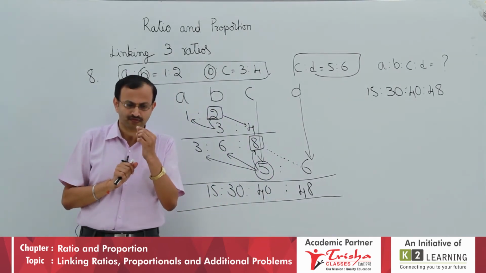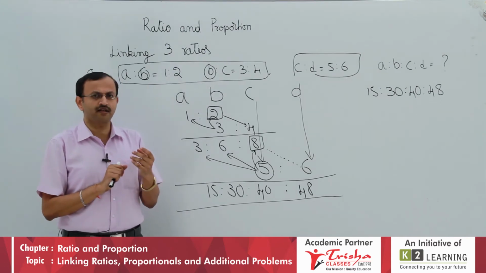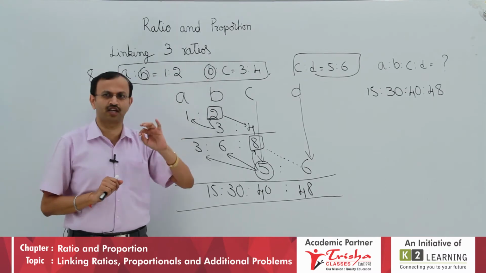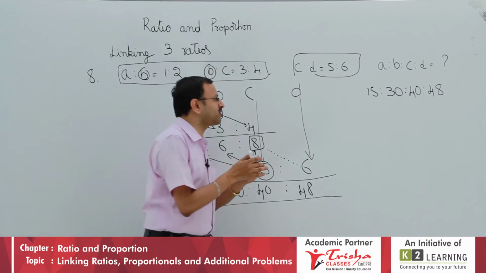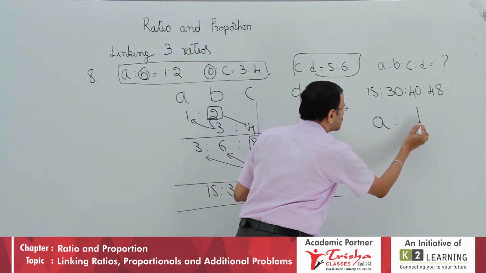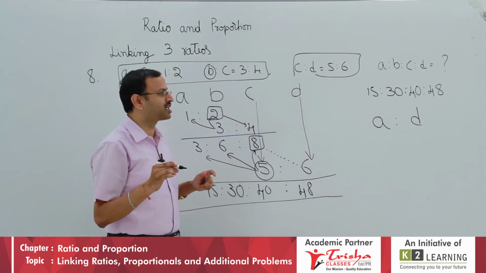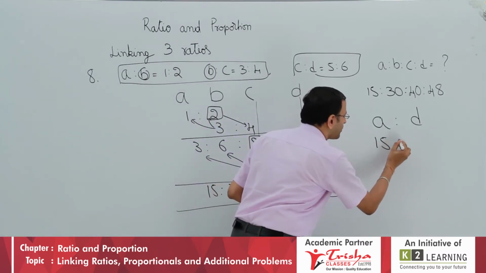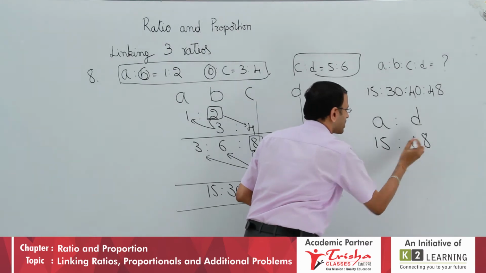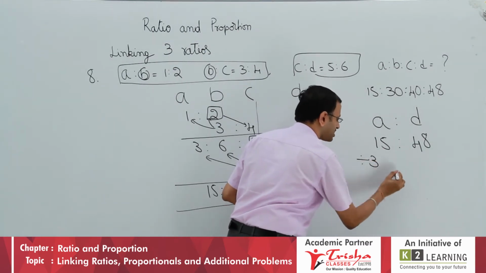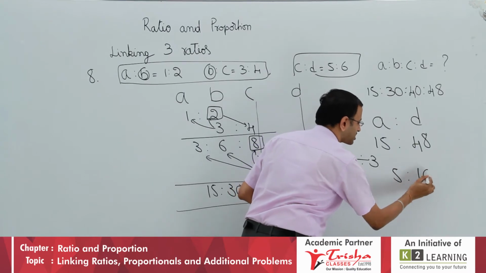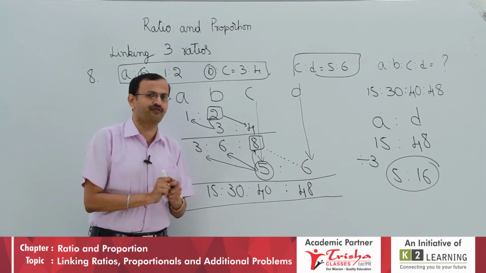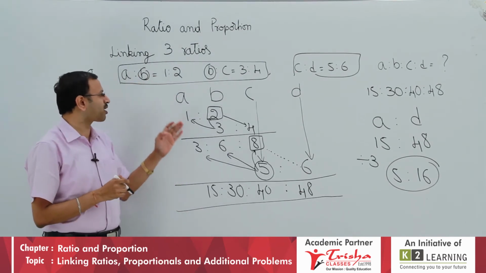Students, now in one of the previous exams, a question has come like this. The same question they give, but they change it slightly. The question will be asked, what is the A is to D ratio? Even if you want A is to D, you should do all this. The ratio will be A 15, whereas D is 48. Students, can I divide both by 3? Your answer is yes. 3 5s are 15, 3 16s are 48. If they ask you what is A is to D, then you have to conclude it as 5 is to 16. So you have worked out 8 problems.